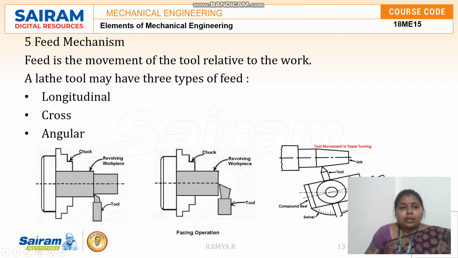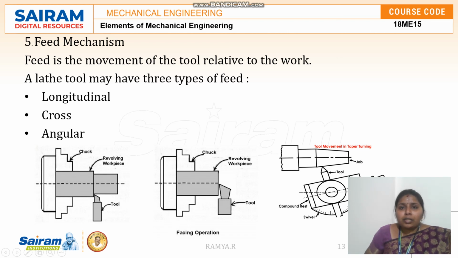And the last one is the feed mechanism. The feed is nothing but how we move the tool, either in a linear way or in a rotary way. There are three different types of feed mechanisms. One is longitudinal, the other is cross, and the third is angular. Longitudinal is called plane turning, where the outer surface or the diameter of the workpiece can be reduced by moving the tool longitudinally.